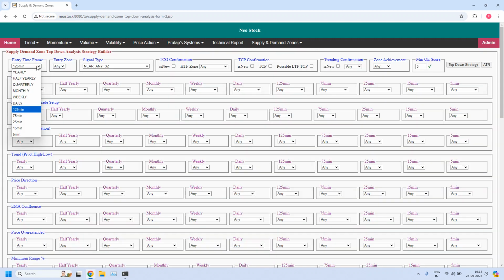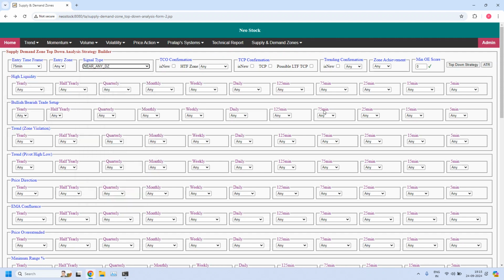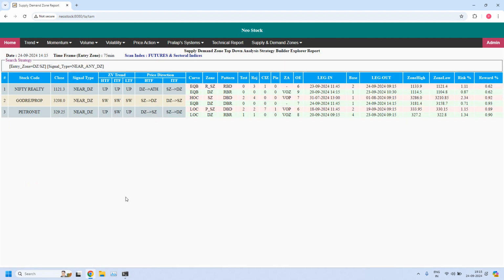So the next time frame is 75 minutes. Let us find the stocks near the 75 minutes demand zone. 3 stocks are filtered and we don't have any high liquidity 75 minutes demand zones from this list. Both in daily and 75 minutes, we don't have any high liquidity demand zones.